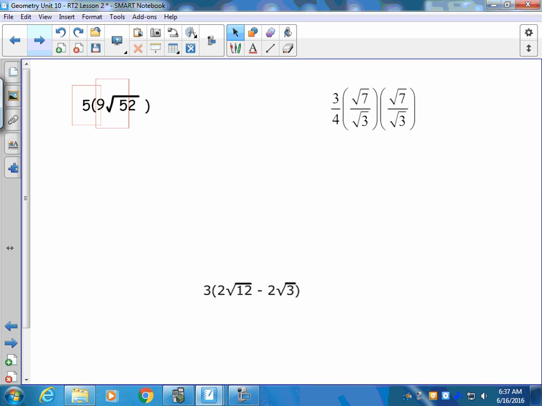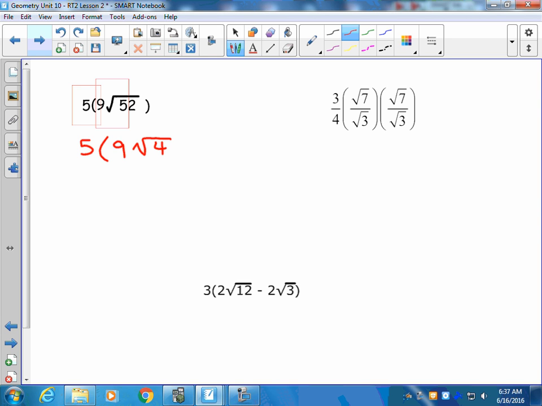Now, our next skill is multiplying and simplifying. So once again, when we're looking at values, the first thing that you have to do is be able to pull out any perfect squares. So 52 has at least one perfect square that we can pull out. I'm just looking at the simplest form. I know I can pull out a 4. When I do that, I'm left with 13, because 4 times 13 is 52. 13 is a prime number, so we can't pull any more perfect squares out of that.